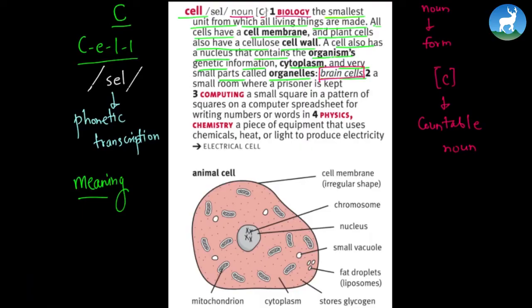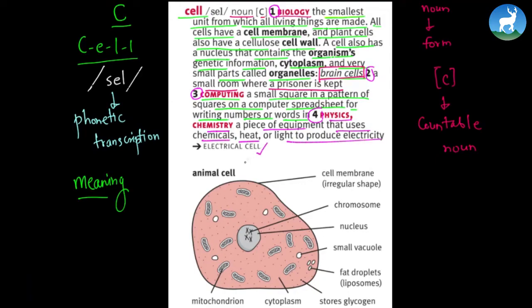This is only the first meaning, right? Now we have another meaning which is shown in number 2. Another meaning of cell is a small room where a prisoner is kept. So completely different meaning, you see. There's more to it. We have a third meaning too. And this is related to computing. It's a small square in a pattern of squares on a computer spreadsheet for writing numbers or words. We have yet another meaning that is from physics and chemistry: a piece of equipment that uses chemicals, heat, or light to produce electricity.